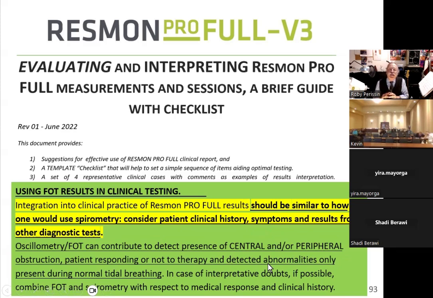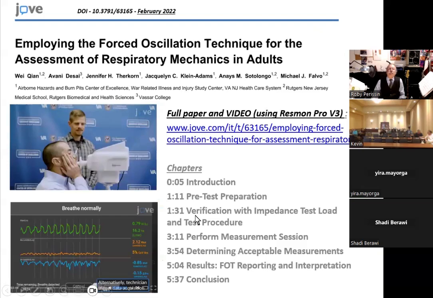Centers are getting used to this and are not doing spirometry, especially before and after bronchodilator, because spirometry may miss the response and it takes so much time, when now it is approved and widely used to look at patients responding or not to therapy and detect abnormalities during normal tidal breathing. For certain cases, if the physician has doubts, you can actually combine FOT with traditional spirometry. But what is important is that you get the message that this can be done easily.